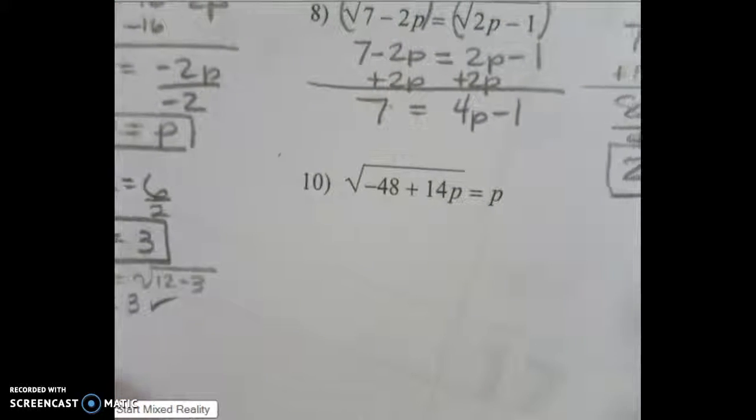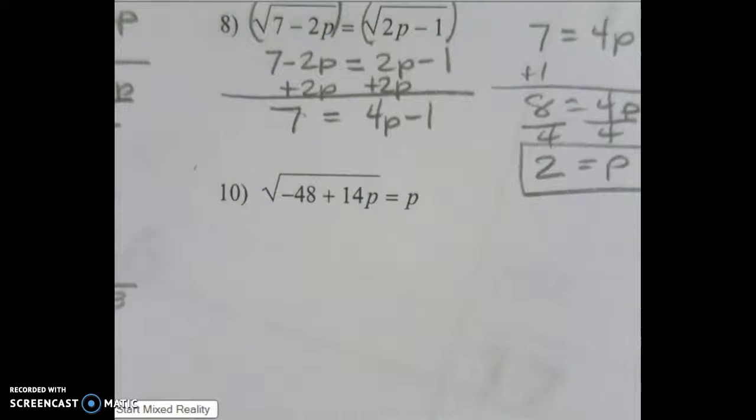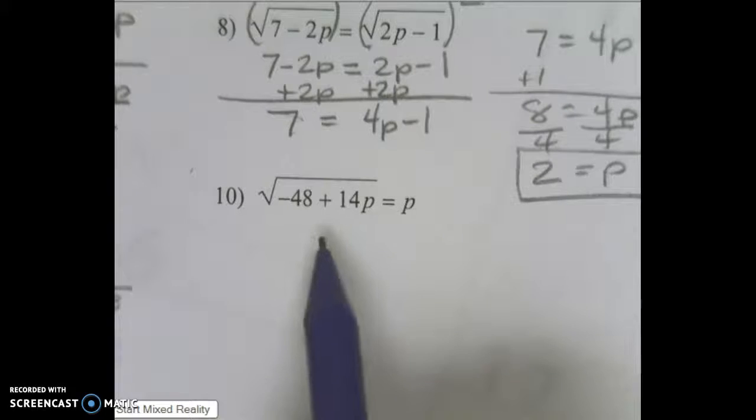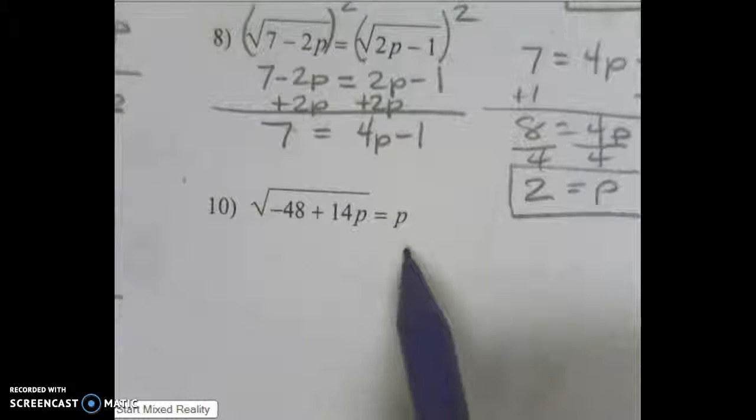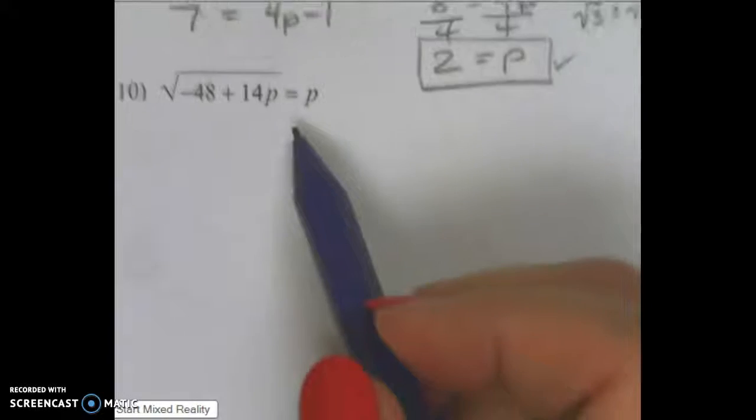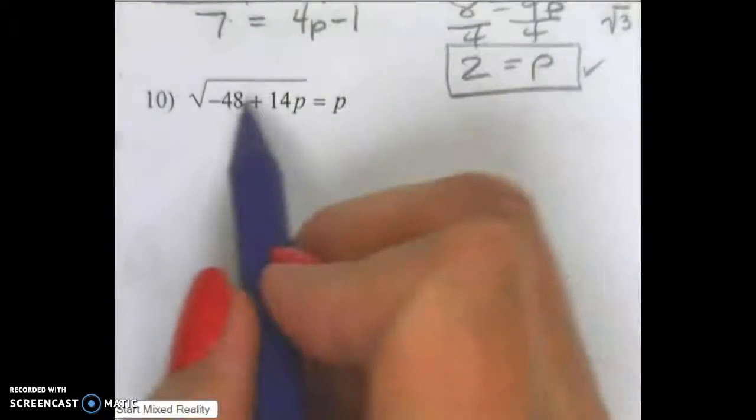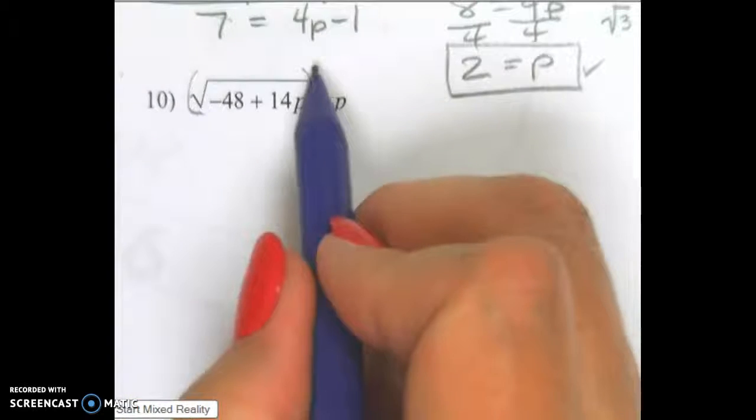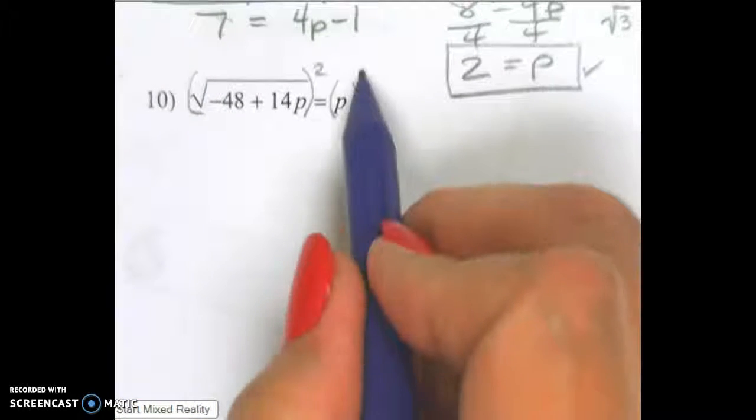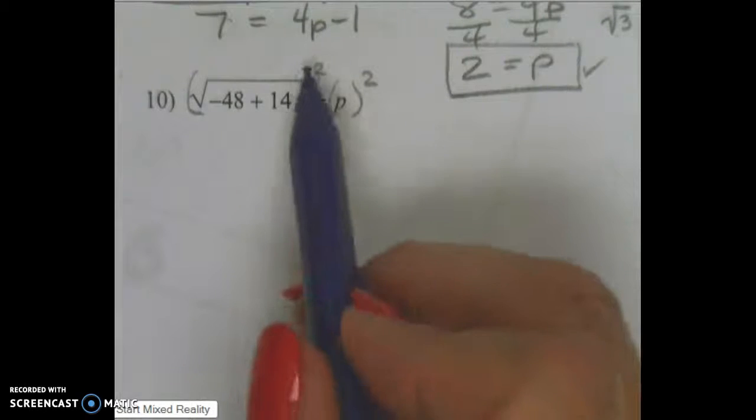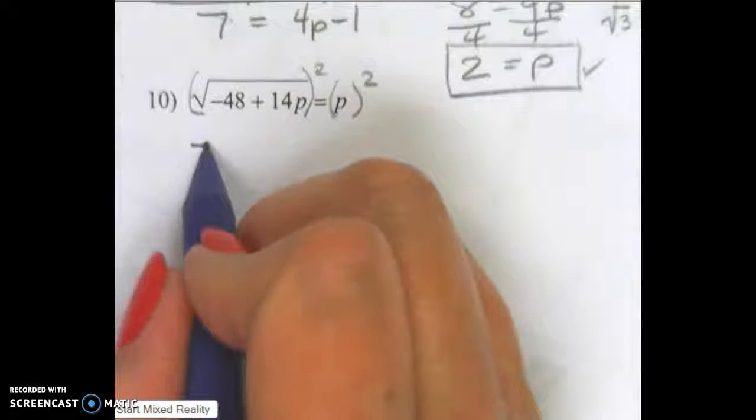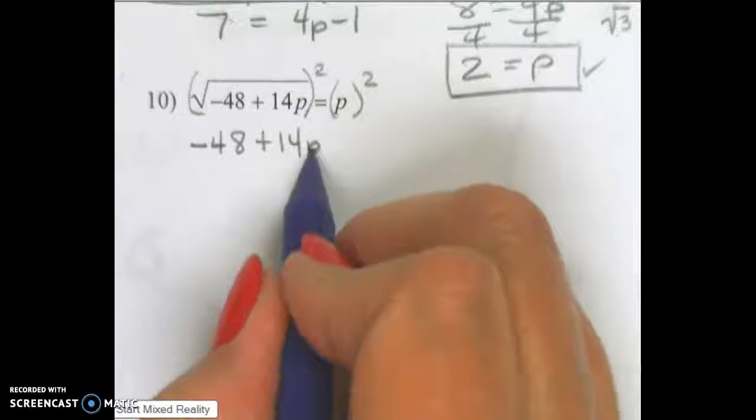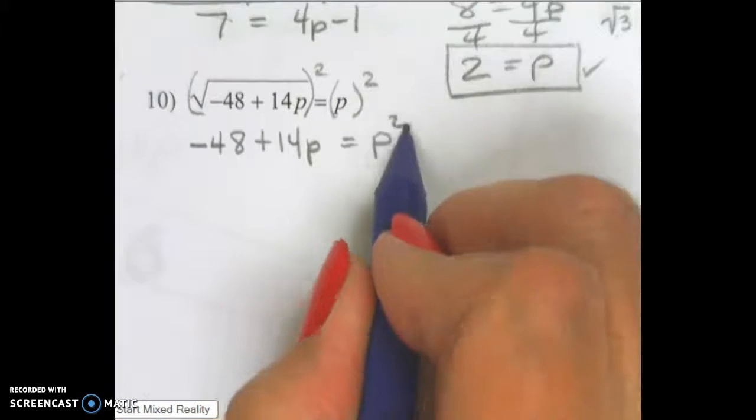Now, problem 10 is a little bit different. You'll notice there is only one radical, but there is a variable on both sides, which is going to create a different kind of problem. So to solve my problem, I need to get rid of the radical. Since this is a square root, I will square both sides. Squaring the square root gets rid of it, so I get negative 48 plus 14p is equal to p squared.